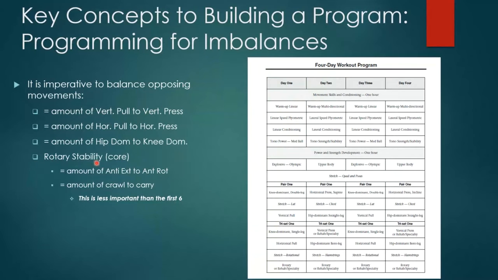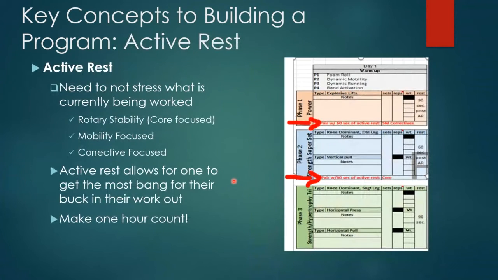Then I also take into account the rotary stability and core. So an equal amount of anti-extension to anti-rotation, and an equal amount of crawl to carry, okay? I said this is less important than the first 6 because I don't care. Just get any rotary stability in. But if you want to, the program I developed for you gives you certain notes to do certain things, so you be conscious of it. But if you just do rotary stability exercises, you should be okay.